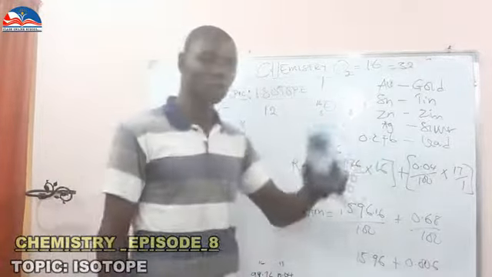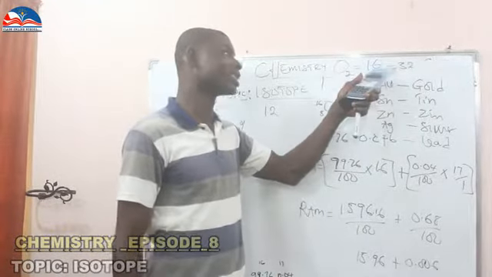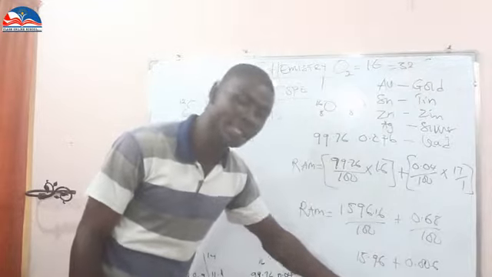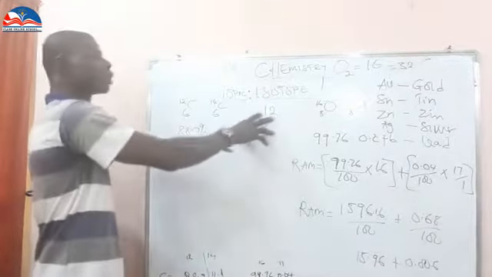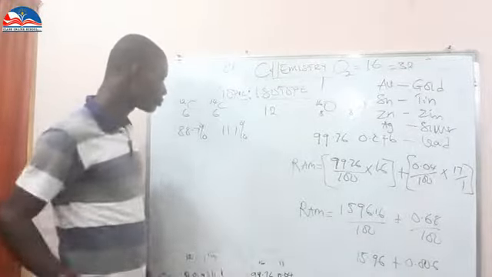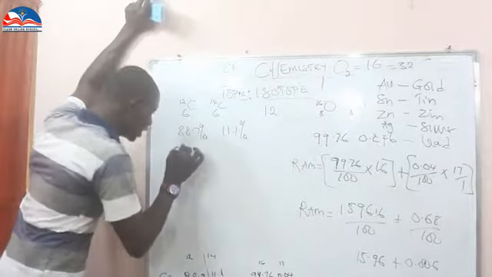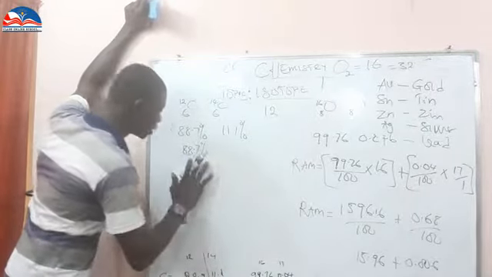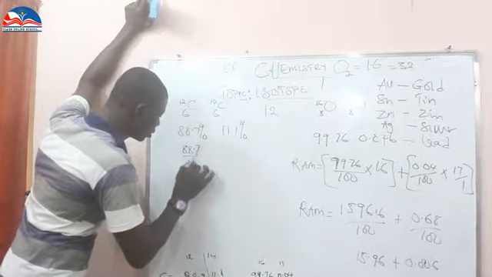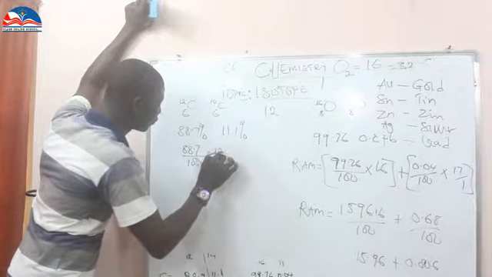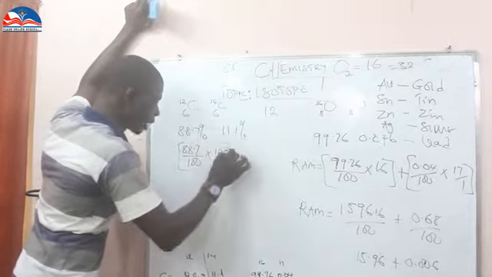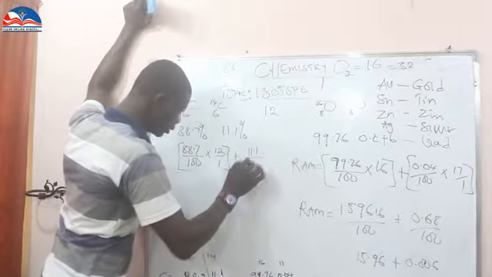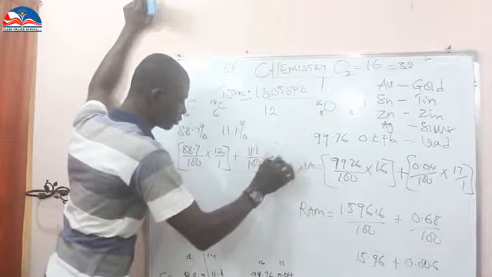Just like when you see oxygen, I told you people that the relative atomic mass of oxygen is 16. And after our calculation, you can see it here, 15.96, approximately 16. So let us do the calculation of this one and know if we can arrive at 12. Now in this case, I'm going to have 88.7 all over 100 times 12 over 1. You now put your addition, that is plus. Then I'm going to have another one, 11.1 all over 100 times 14 over 1.